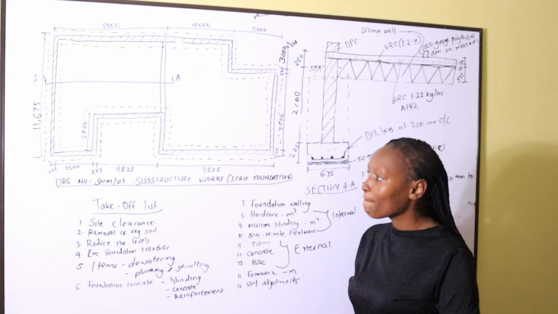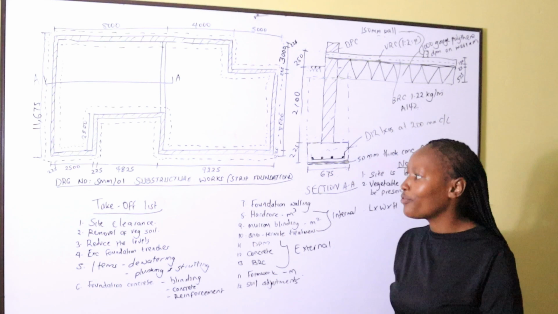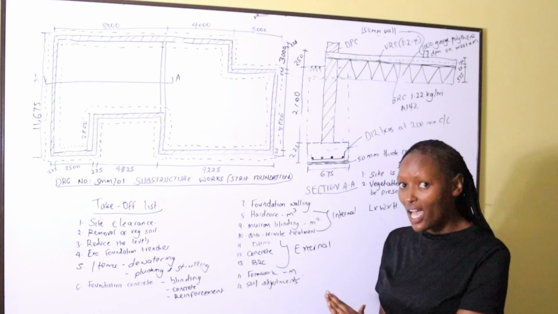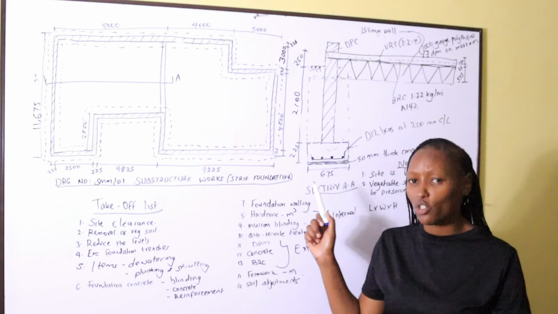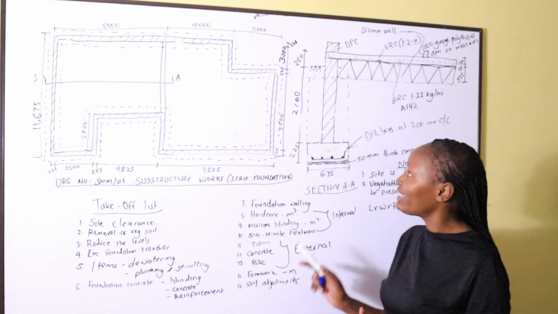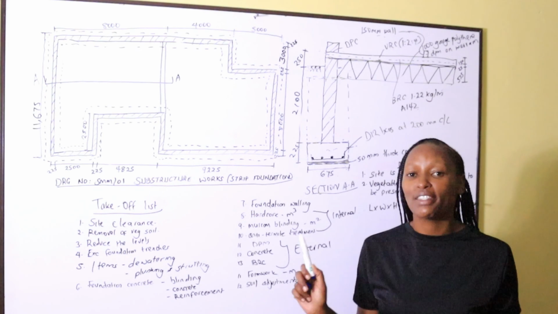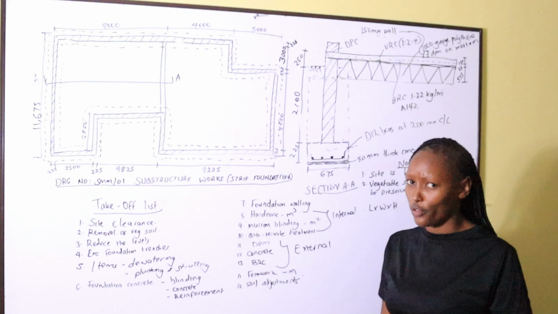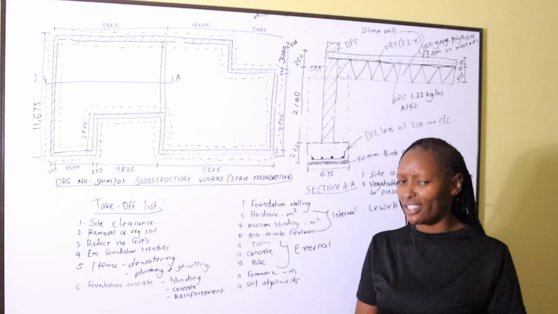We have done the introduction part for taking off substructure works. I know I have not covered the voids. I will do another video for the voids to show you how you deduct the voids. Then you will look at exactly these drawings. I have taken them off and I have done a good video for you guys, so kindly check it out.